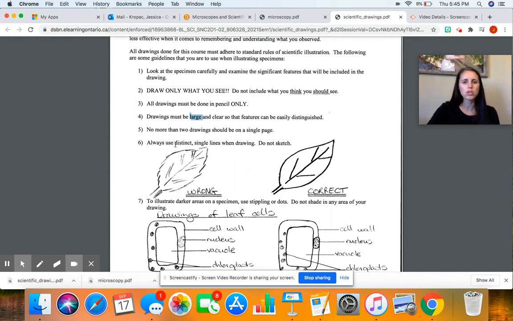You always want to use distinct lines, not sketching. Oftentimes people think they're artists and they do these beautiful little sketch marks that look like this. That's wrong. You want to make sure you have a distinct line that shows the outside.